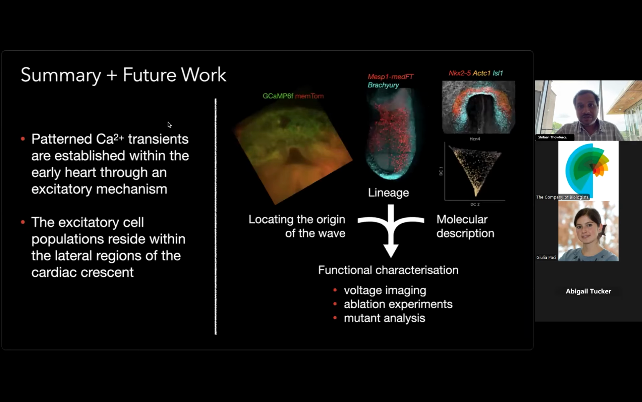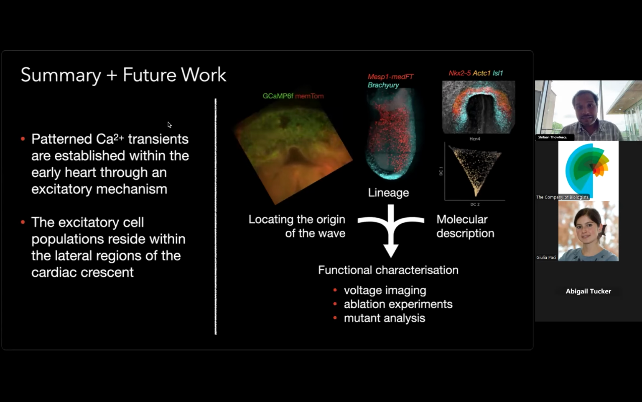So what we're trying to do is locate this population so that we can do lineage studies, for example. Are these the first cells to arrive or the last cells to arrive? Are these the cells that go on to become the sinoatrial node? And what are the molecular characteristics of this cell population? Then we can also do more targeted functional studies, like voltage imaging to see if the excitatory signal originates from this cell population, and ablation experiments to see if it really plays a pacemaker function at these early stages, and so on.